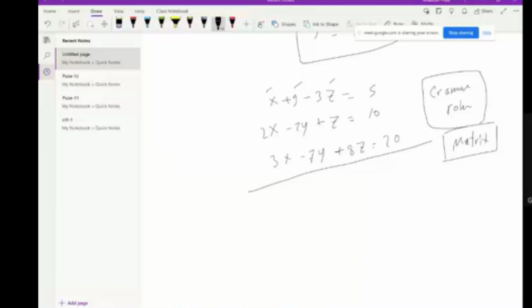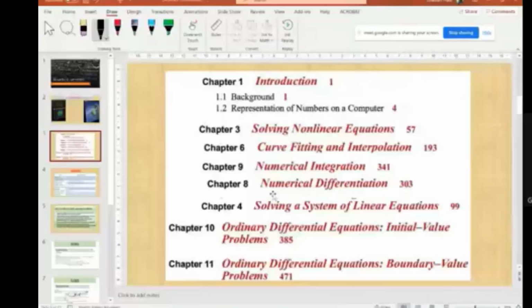You can use Cramer's rule to solve this, or you can use matrix, or you can use numerical methods like Gauss elimination or Gauss-Seidel method or any other. Also it takes time. Then if we use computers, this will take just a second. Then this is about systems of linear equations.